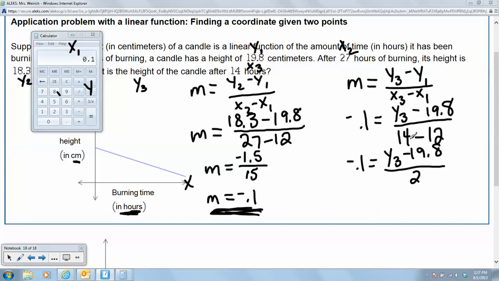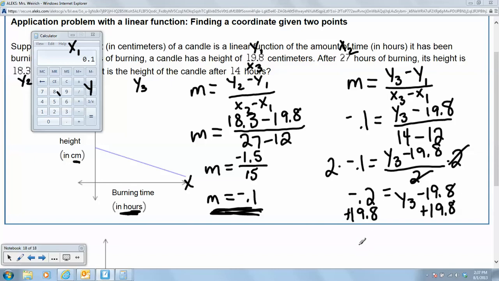If I didn't know that was 2, so if it wasn't really easy to figure out, I could just use the calculator for that. Now get rid of dividing by 2 by multiplying by 2, so that's going to give you negative 0.2 equals y3 minus 19.8. And then to solve for y3, get rid of subtracting 19.8 by adding 19.8, and that's going to give you 19.6 equals y3. I think that this is my answer, so let's just look at it a little bit and make sure that it makes sense.